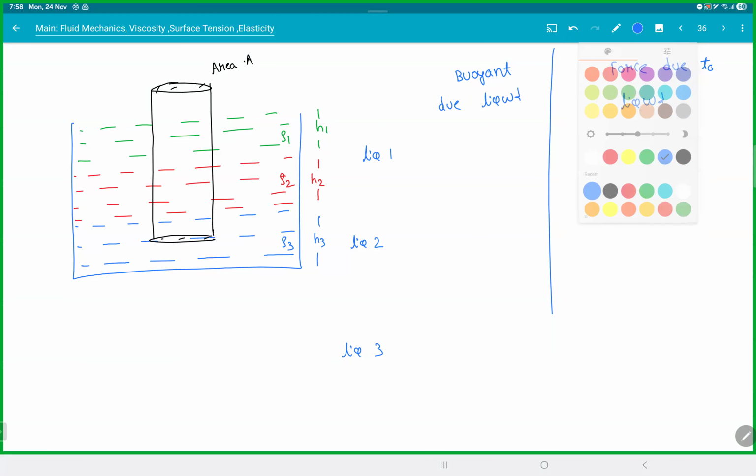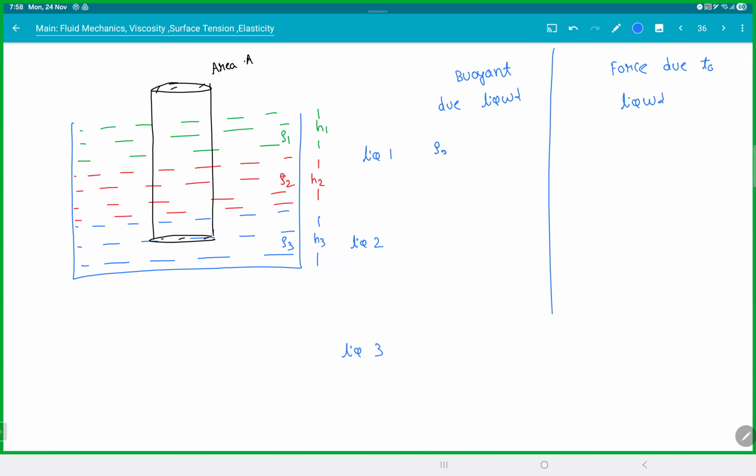What's the buoyant force of liquid 1? Rho 1 A H1 g. Rho 2, only this part is H2, yeah? Not the whole thing. Rho 2 A H2 g. Rho 3 A H3 g. That was easy. But if I ask you the force due to the liquid, 0, 0.